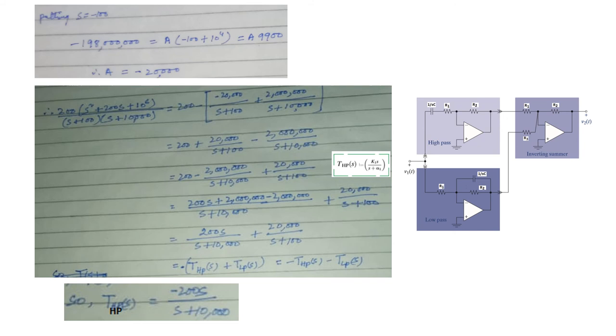So the transfer function for the high pass filter, from here we can write, this minus goes there, minus 200s over s plus 10,000, and similarly for the low pass, that is minus 20,000 over s plus 100. Okay, so this was for the high pass, and from the previous example, because the circuit is the same, we can see that in terms of R1, R2, we can write it to be R2 over R1 times s, and this is 1 over R1C.